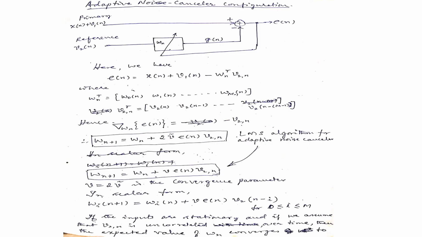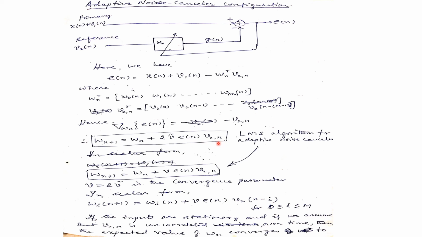And the last configuration is the adaptive noise canceller configuration. You have the same configuration except for the fact that you have a variable indication here. This is the error signal. You have to obtain the gradient of the error signal, where the derivative of this is 0, the derivative of this is 0, and the derivative of this is minus V2n. Therefore, the adaptive LMS algorithm for the adaptive noise canceller configuration happens to be Wn plus 1 equal to Wn plus 2 times V e n V2n. This equation is the same as the previous equation that we saw.